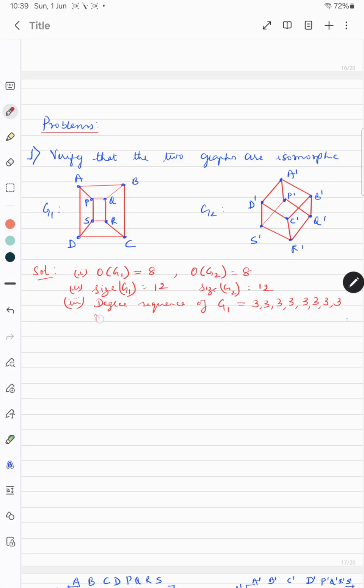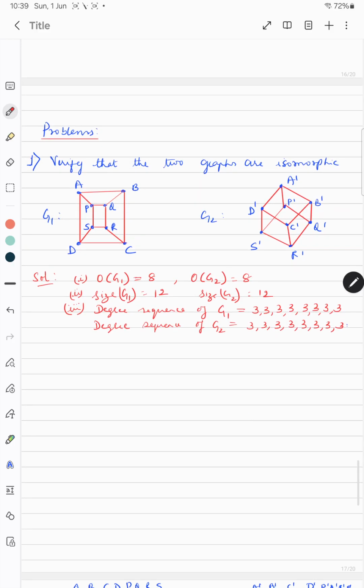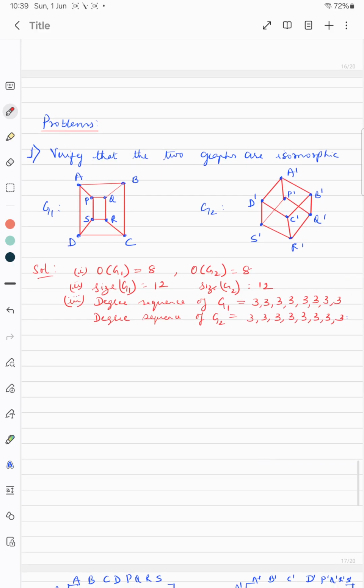And if you consider the degree sequence of graph G2, it is also the same. So 3, 3, 3, 3, all are 3. Okay. Next, we need to see the one-to-one correspondence between the graphs. So let me just write the vertices of graph G1.